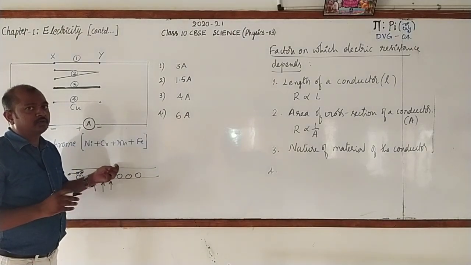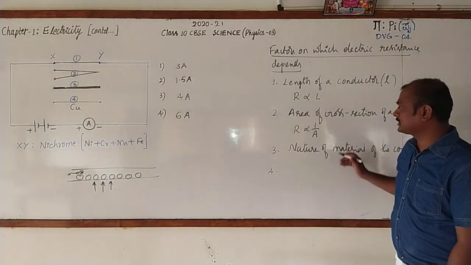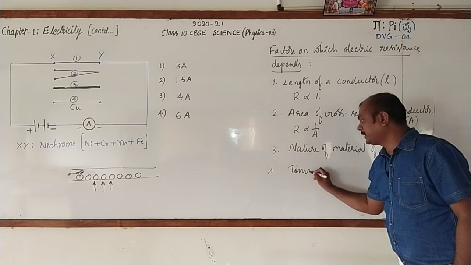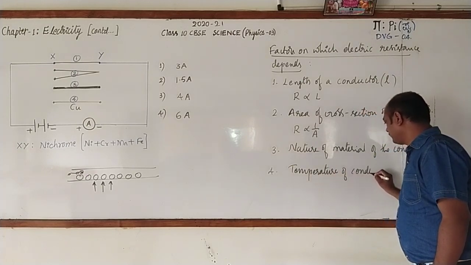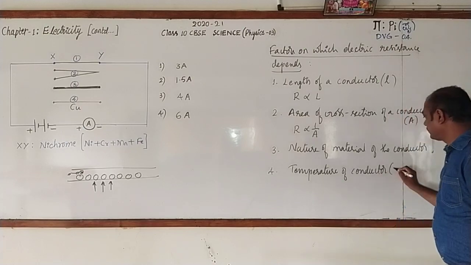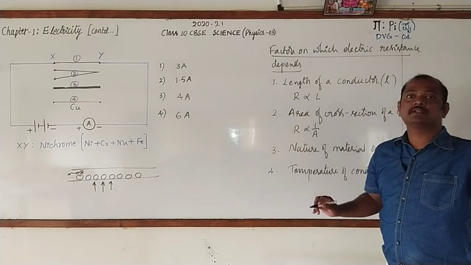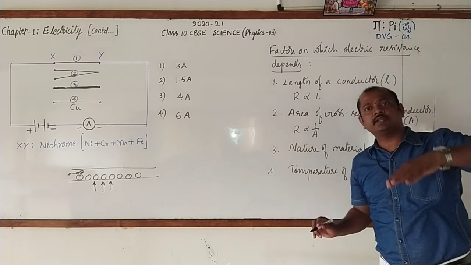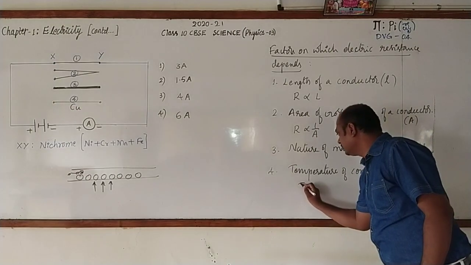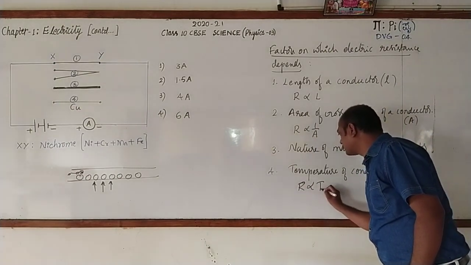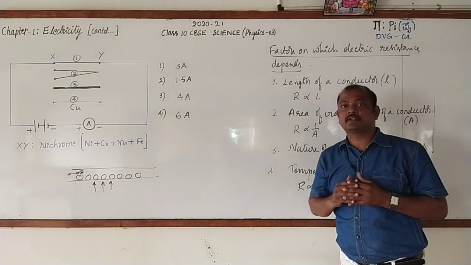Got it? So, temperature is another factor on which electric resistance depends. So, temperature of the conductor. I'll write it as T. How? As the temperature increases, resistance also increases. As the temperature decreases, resistance decreases. Here I'll write R is directly proportional to T. These are the 4 important factors on which electric resistance depends.